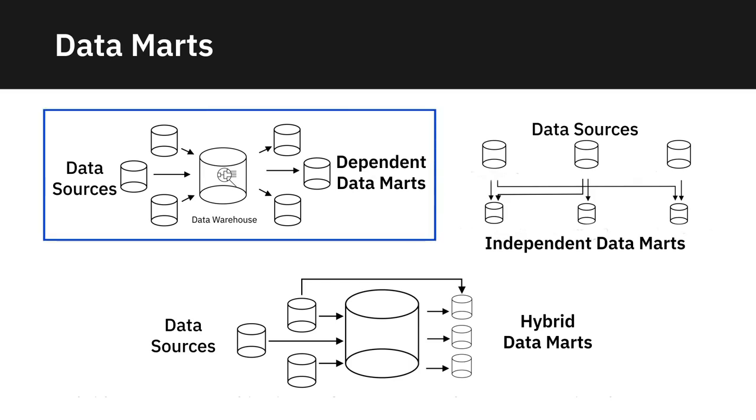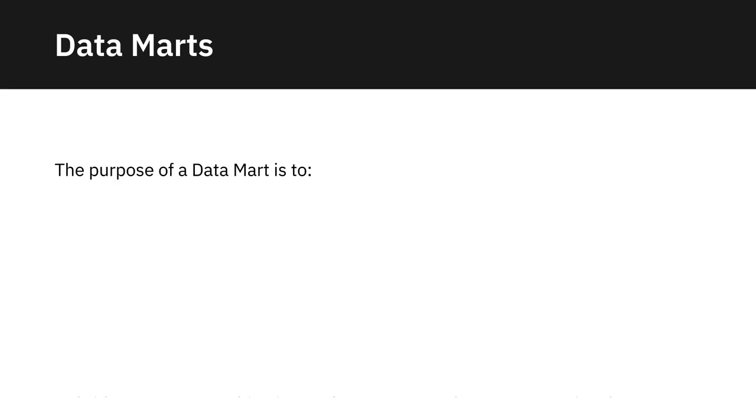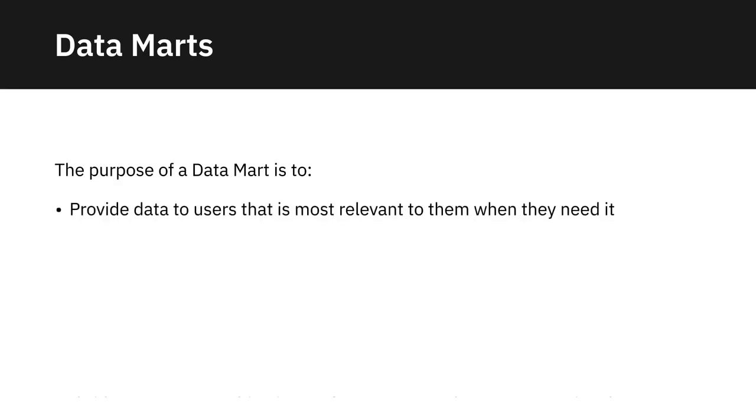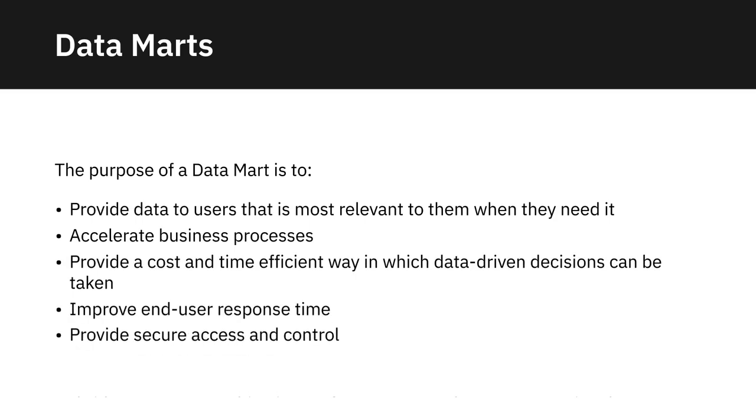Dependent data marts, for example, pull data from an enterprise data warehouse, where data has already been cleaned and transformed. Independent data marts need to carry out the transformation process on the source data since it is coming directly from operational systems and external sources. Whatever the type, the purpose of a data mart is to provide data to users that is most relevant to them when they need it. Accelerate business processes by providing efficient response times. Provide a cost and time-efficient way in which data-driven decisions can be taken. Improve end-user response time, and provide secure access and control.